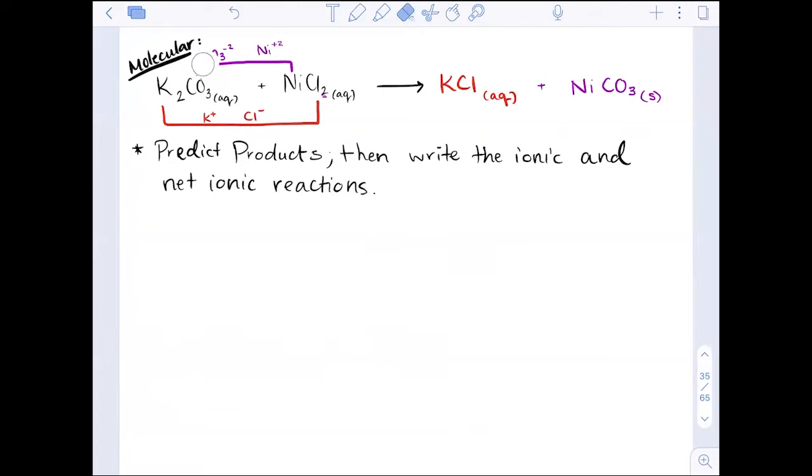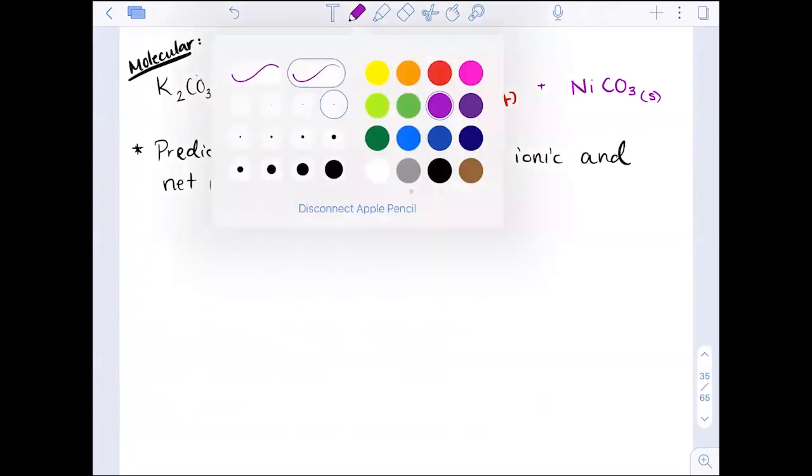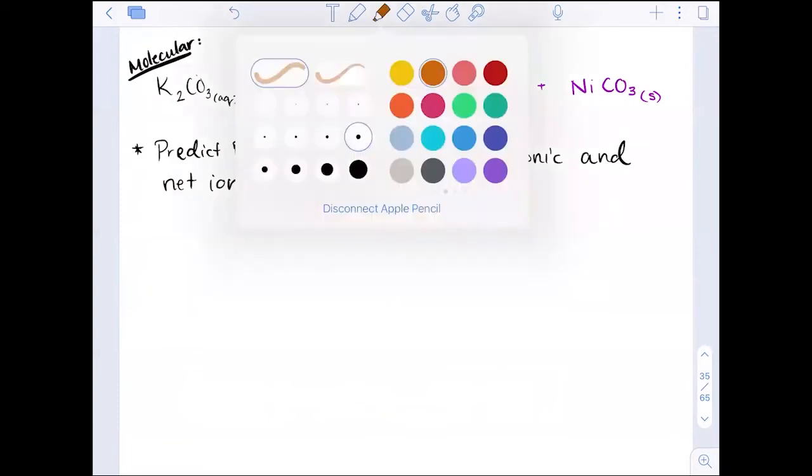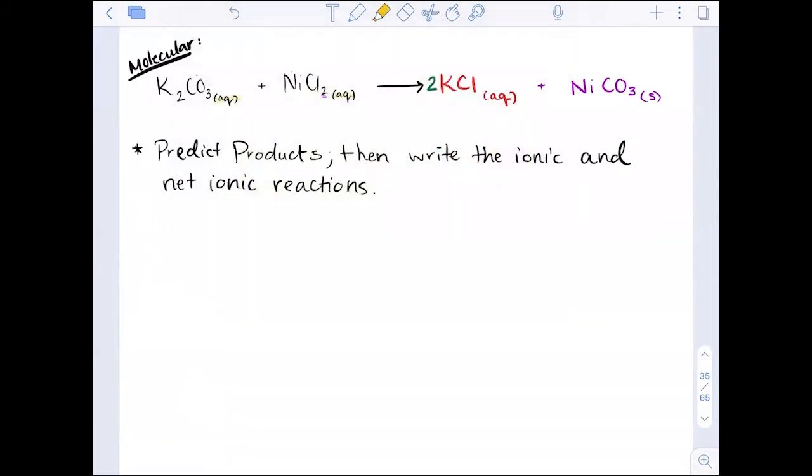At this point, I want to erase my notes so that I can balance the equation. I see 2 potassiums on the reactant side, 2 chlorines on the reactant side, so I need a 2 in front of potassium chloride. Now, noticing things that are aqueous, these can separate and ionize.